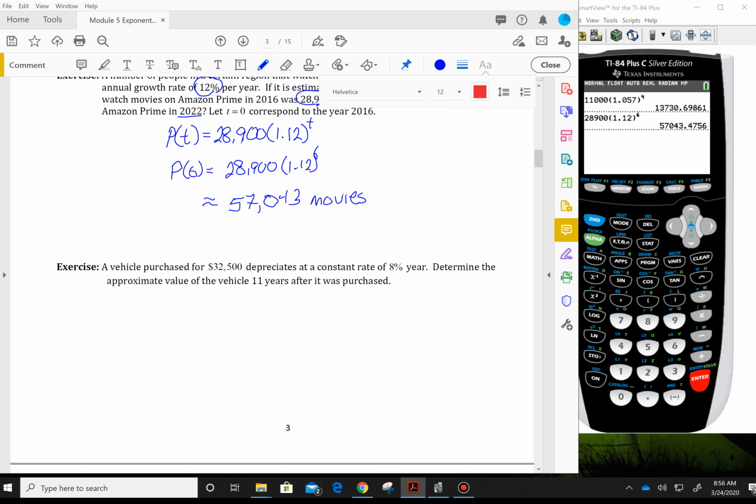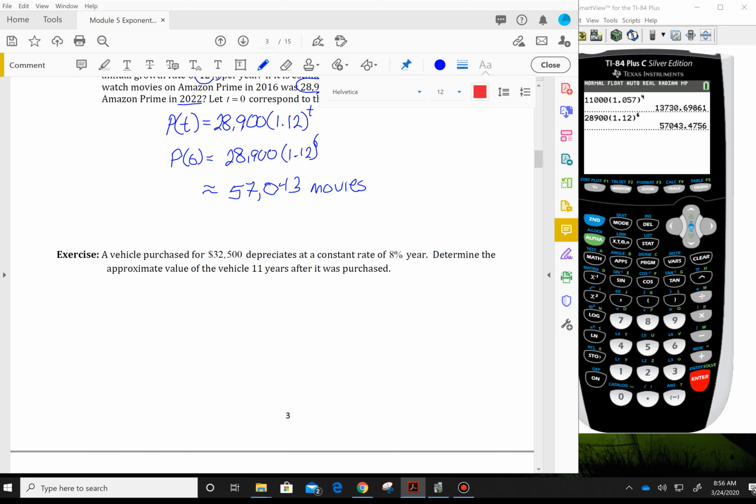Let's look at another example. Again, I'd like you to pause the video and try working this on your own, and then after you work the video, come back and look at my solution. Let's look at the solution. A vehicle purchased for $32,500 depreciates, it decreases, it decays at a constant rate of 8% per year. Determine the approximate value of the vehicle 11 years after it was purchased.